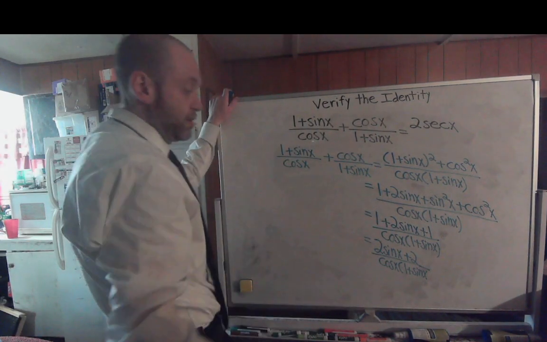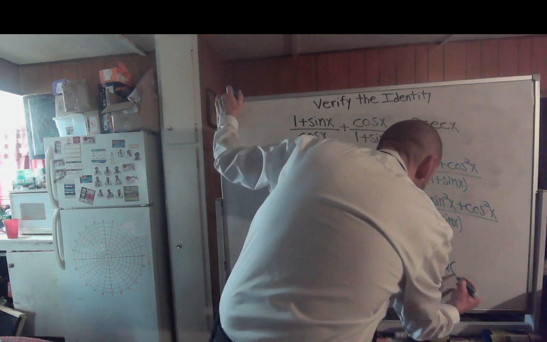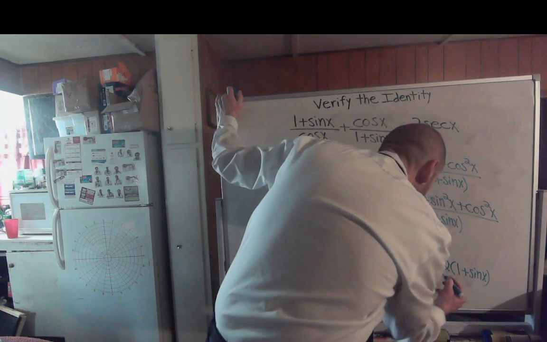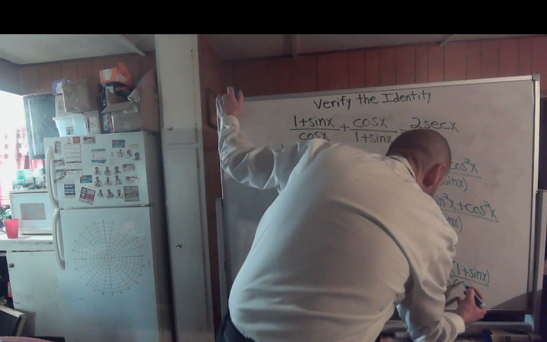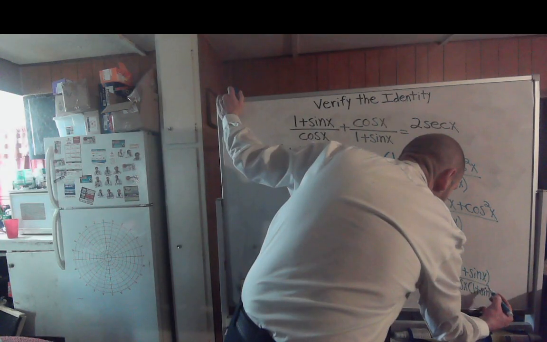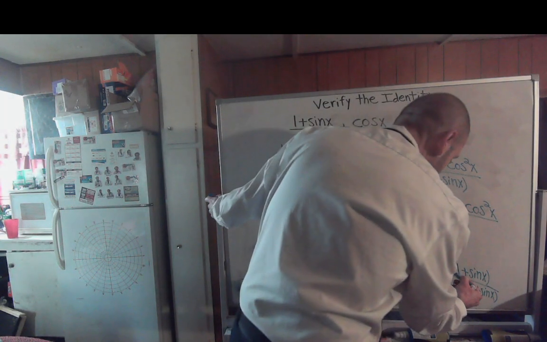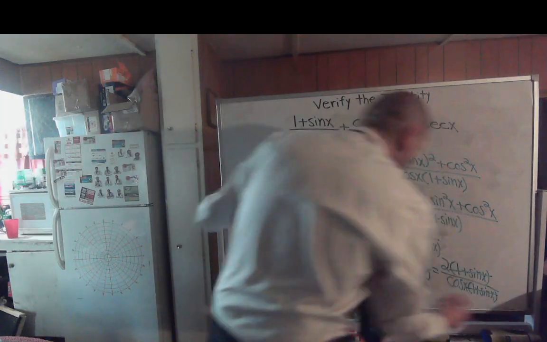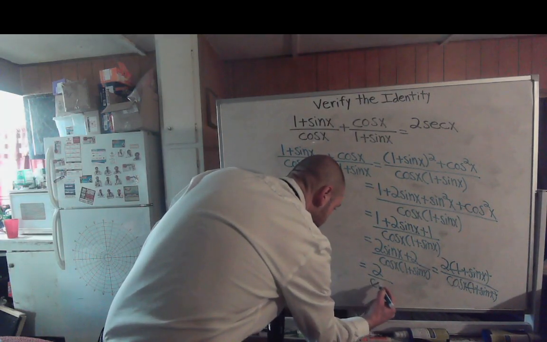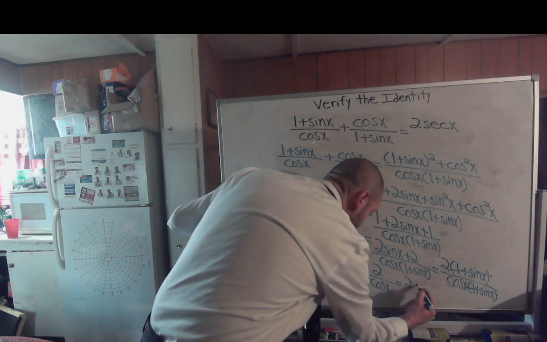I'm going to start writing over here because I'm running out of room. So this would factor into 2 times the quantity of 1 plus the sine of x, all over the cosine of x times the quantity of 1 plus sine of x. And look at that, we have a 1 plus sine of x that will cancel out of the numerator and the denominator. So what you're left with is simply 2 over the cosine of x, which is the same as 2 times the secant of x.